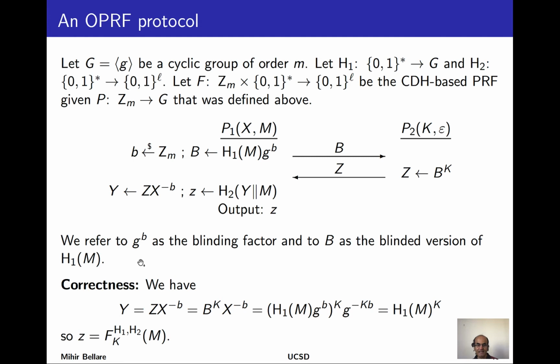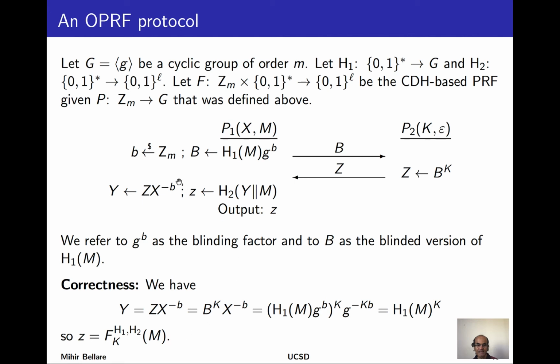Let's begin by just checking that this works. So what happens when you take Z times big X to the negative B? Well, Z is B to the K, because that's what it's computed as here. So we have this. Now we fill in that B is this, hash 1 of M times G to the B, and we also know that big X is G to the K. And so we get that. And now looking at these, clearly these two things go away and you get hash 1 of M to the K. After that, it's simple to get the PRF output. You just apply the second hash to this value y in the message, and by definition you get this.